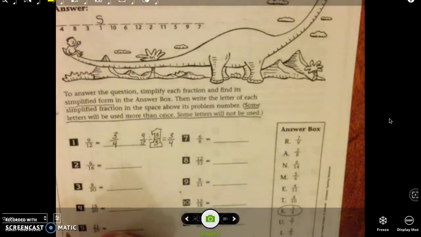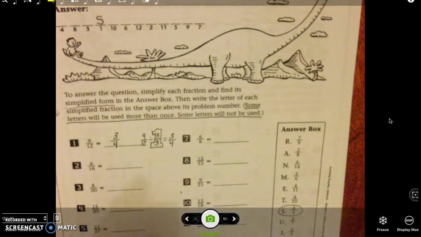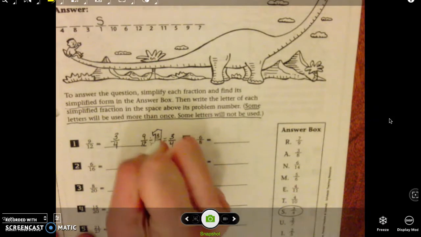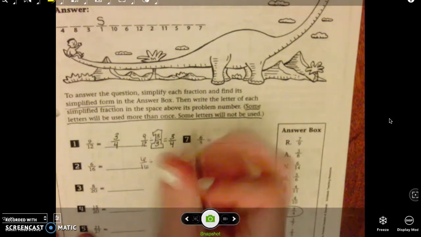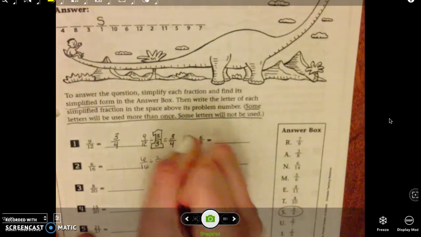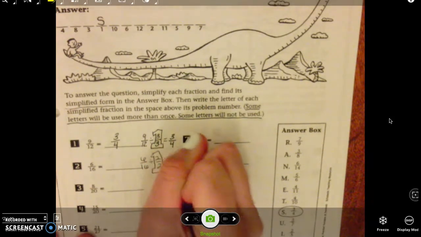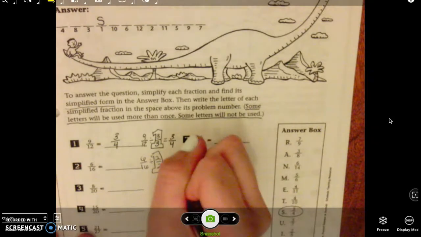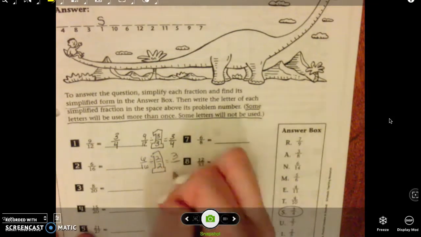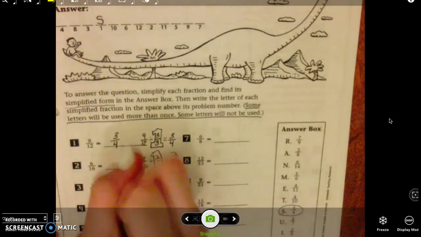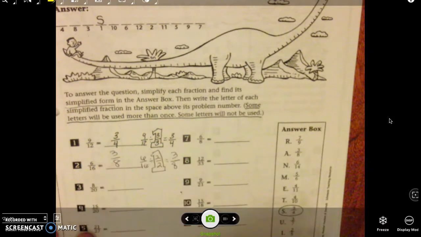6/16. I need to think of a number that goes into 6 and 16. I know that 2 goes into 6 and 16. So I'm going to do 6/16 divided by 2/2 as my giant 1. That looks kind of goofy, but that's okay. 6 divided by 2 is 3. 16 divided by 2 is 8. So in lowest terms, it would be 3/8.